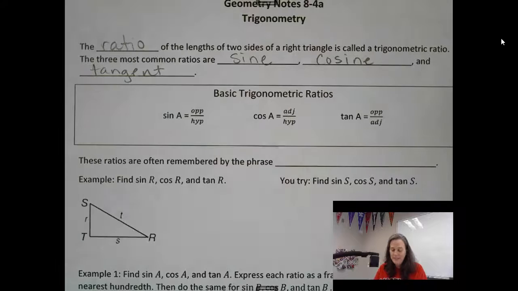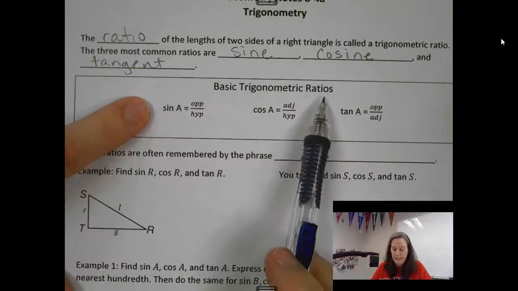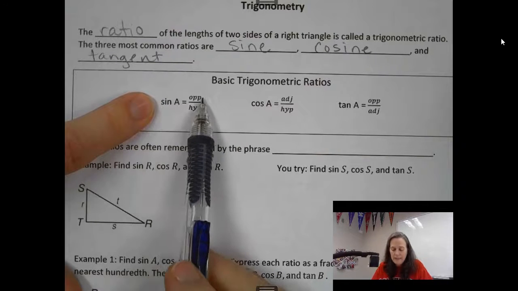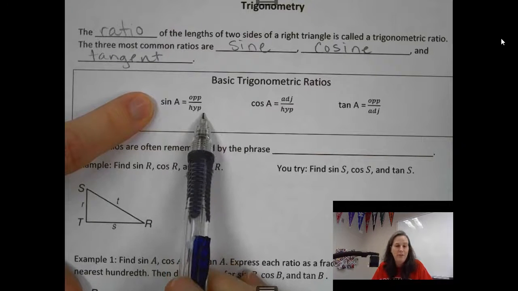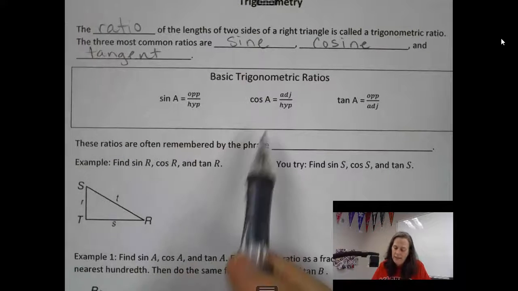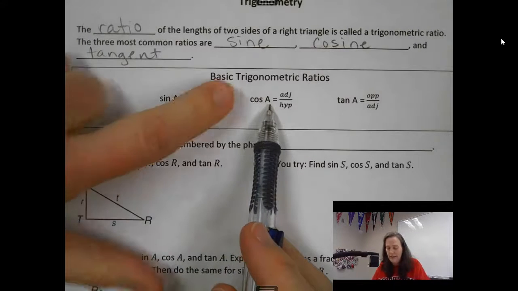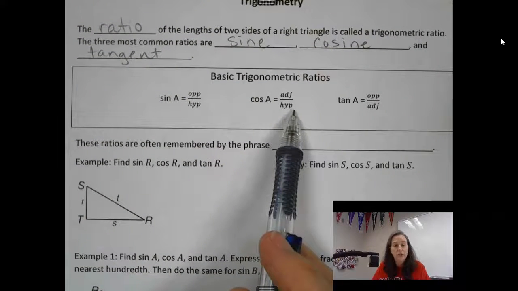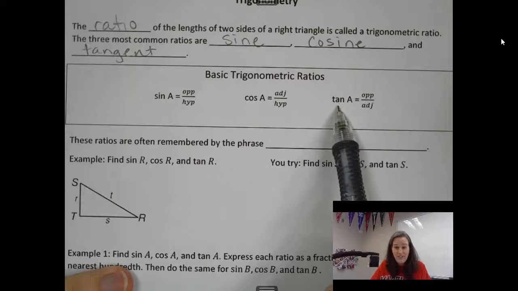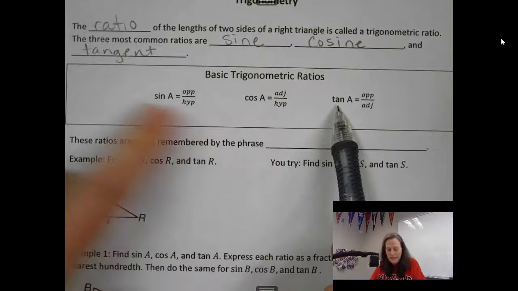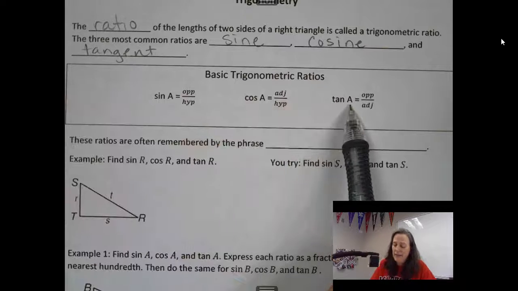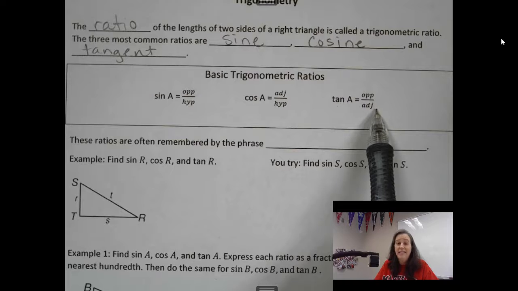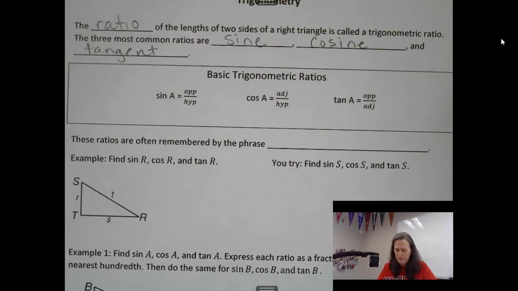Okay, and this is the actual ratio right here. So the sine of some angle A is the opposite side over the hypotenuse of the triangle. And the cosine of some angle A is the adjacent side over the hypotenuse of the triangle. And then the tangent, these are the short ways that they write them. The tangent of some angle A is the opposite side of the triangle divided by the adjacent side of the triangle. So let's look and see what this would look like.